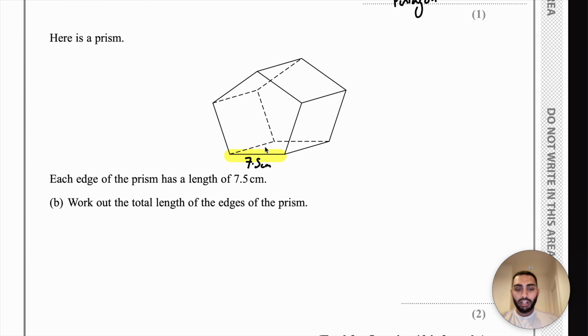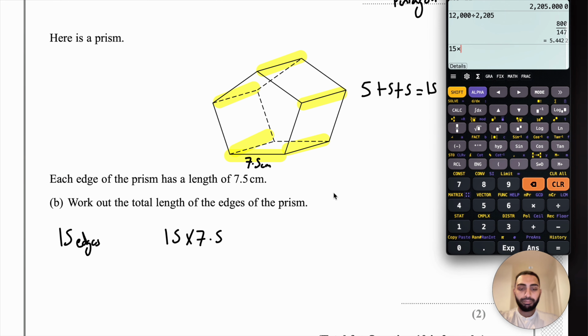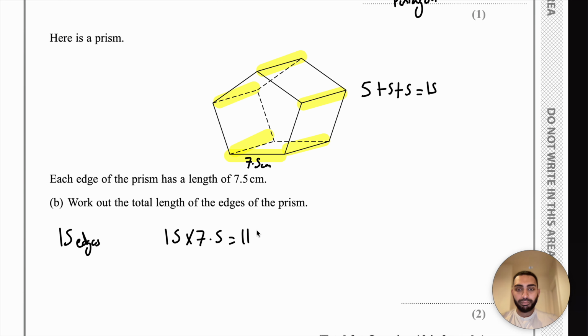Let's first think, how many edges do we have altogether? On the front, because we have a pentagon, we have 5. And on the back, it's the same, it's a pentagon, another 5. And if you take a look at all of these along the side, we have 1, 2, 3, 4, and 5. So that's another 5. So 5 add 5 add 5 gives us 15. So there's 15 edges altogether. All we need to do now is multiply this by the length of each edge. So 15 multiplied by 7.5. That's 112.5 centimeters.